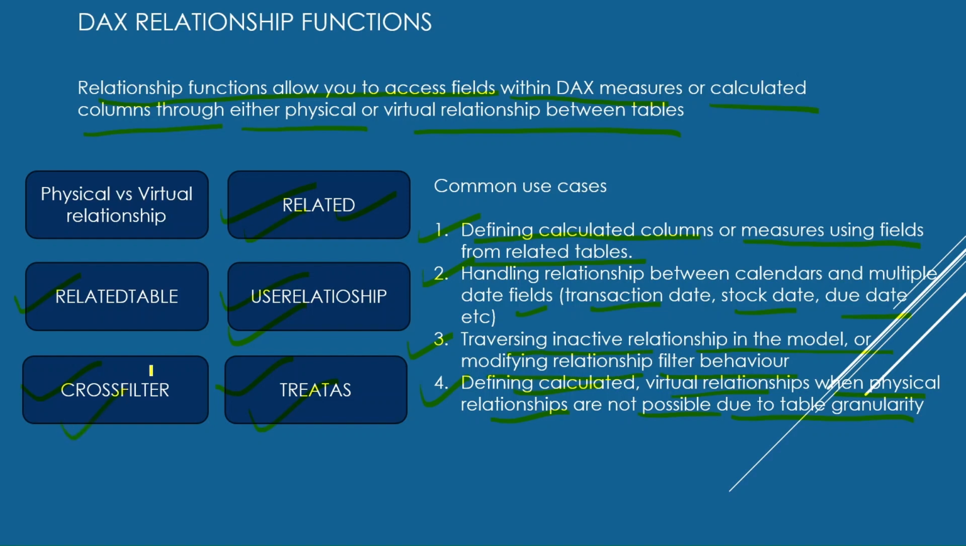Let's discuss CROSSFILTER. Whenever we are creating a relationship in the data model, the relationship flow is one directional. Most of the time it is one to many. But during the creation of a DAX measure or a calculated column, there is a requirement to reverse the flow to the many to one side. Whenever such a requirement is there, then with the help of the CROSSFILTER relationship function, we can do it.